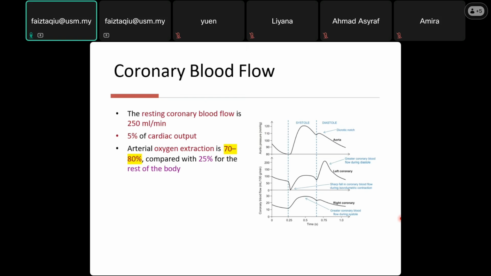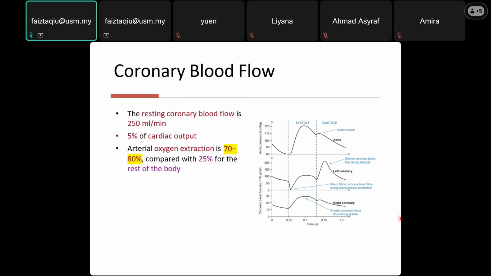Where is the other place that has a high oxygen extraction ratio? Yeah, I agree that the heart has the most. Yes, it has a higher oxygen extraction ratio. Okay, later we will explain.